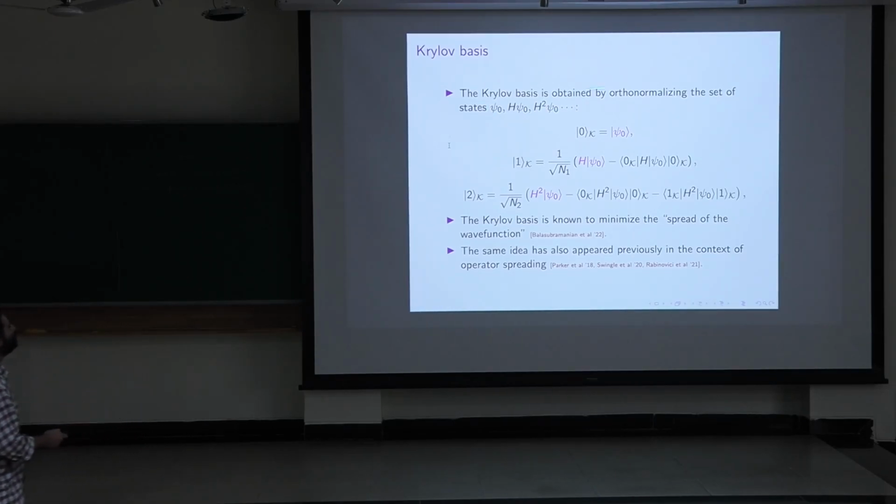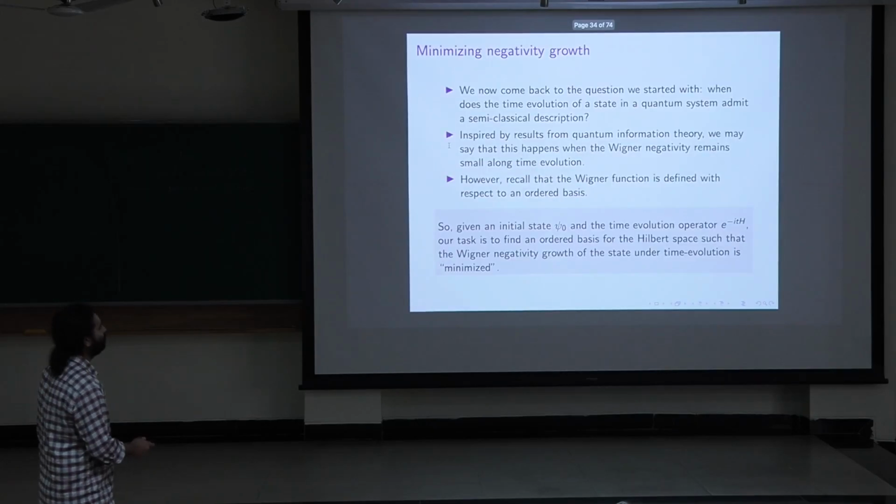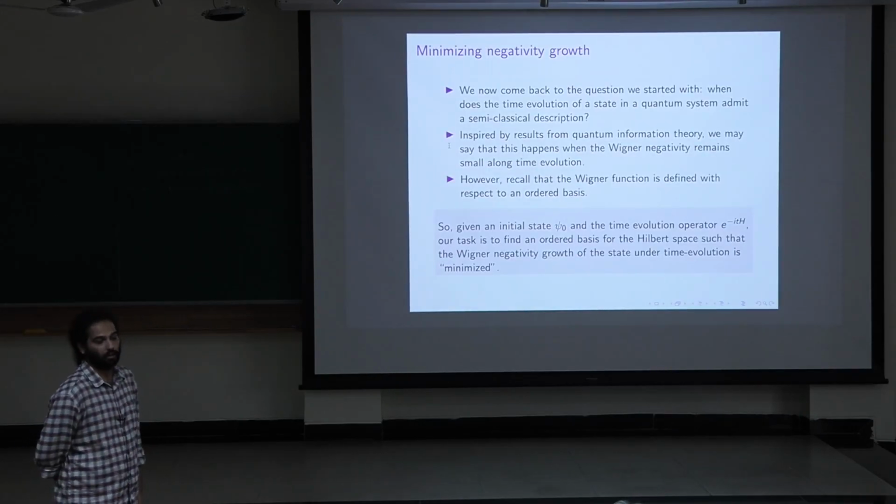The Krylov basis is a very simple construction. You're given some initial state psi naught. From psi naught, you can of course build H psi naught and H squared psi naught and so on. The problem with this set of states is that they are not mutually orthogonal, so you just orthogonalize them. So psi naught, H psi naught minus the overlap with the zero one, and so on. Just Gram-Schmidt these. The point is that the basis you pick is dependent on psi naught.